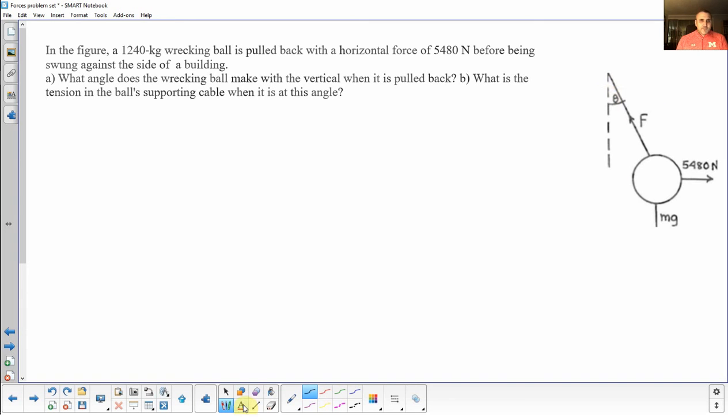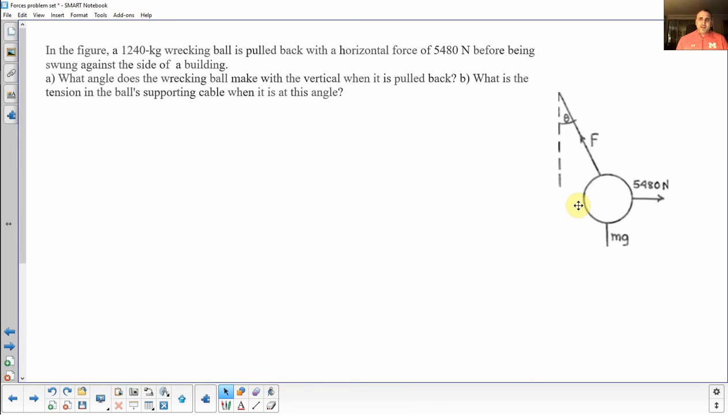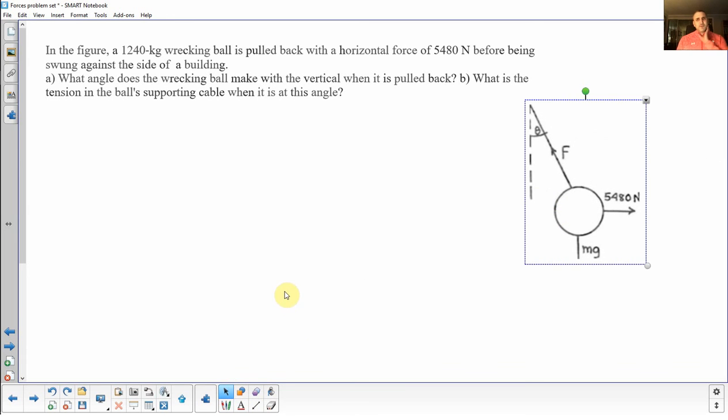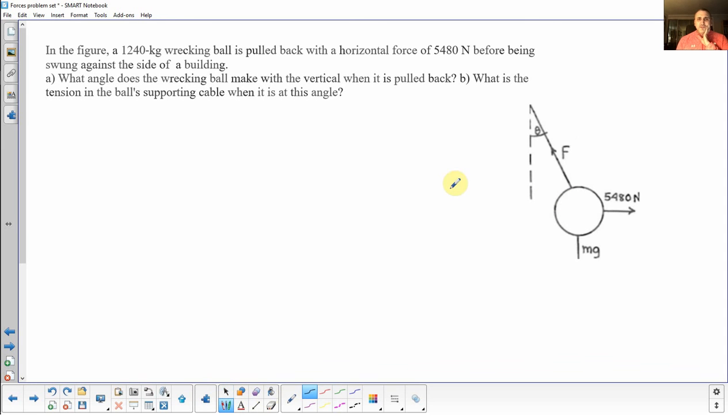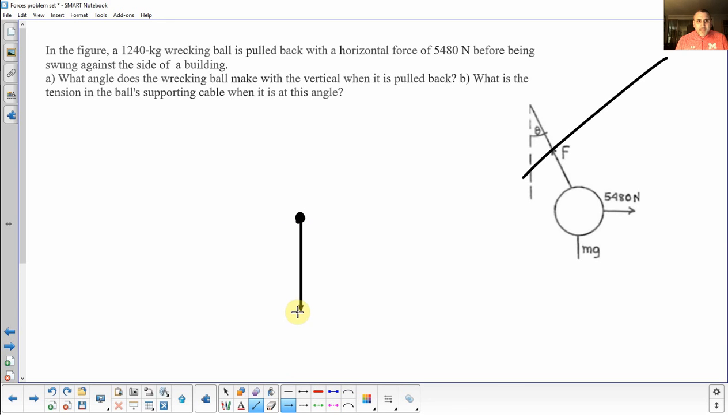All right, so this shouldn't be too complicated, I hope. Let's sort of think about this logically, and to do it, I'm actually going to make a free body diagram. At this particular moment, the wrecking ball is stationary, which means all of the forces have to cancel out. So we know, I'll get a straight line here, we know that there's a force going down, and that is a big force. It's a 1,240 kilogram wrecking ball.